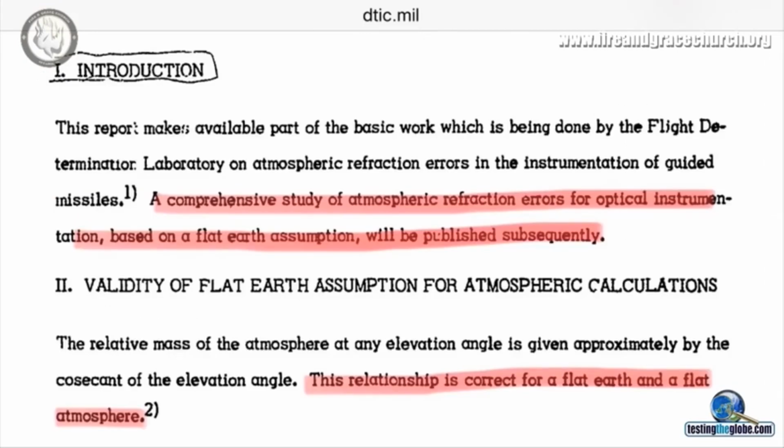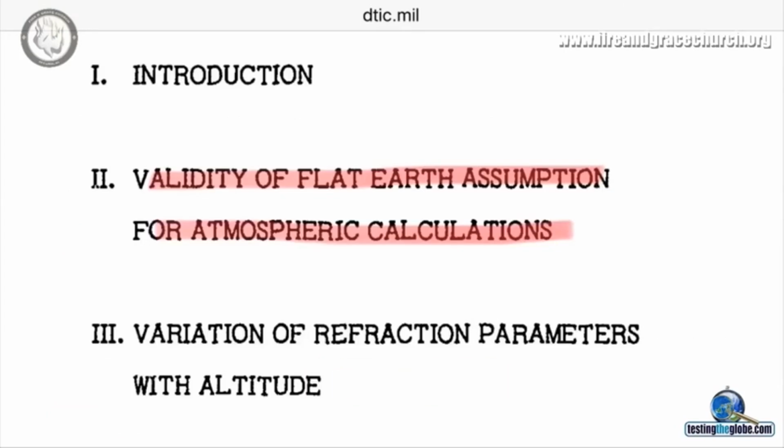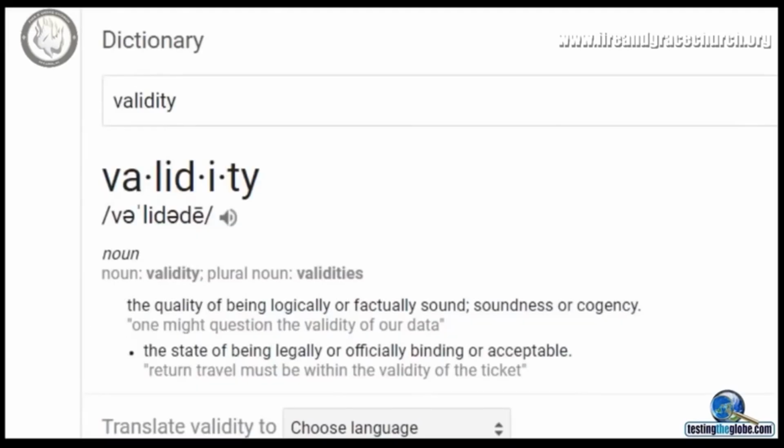Introduction here says a comprehensive study of atmospheric refraction errors for optical instrumentation. What is it based on? Based on a flat earth assumption, will be published subsequently. This relationship is correct for a flat earth and a flat atmosphere. See, this is what some of them say, that the flat earth assumption is just to simplify that. But what this is saying is this so-called flat earth assumption is valid. The definition of validity, the quality of being logically or factually sound. Look at that.